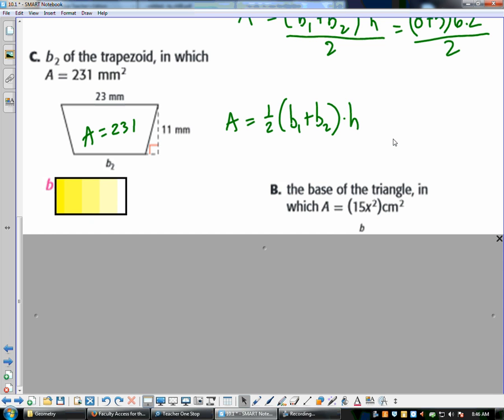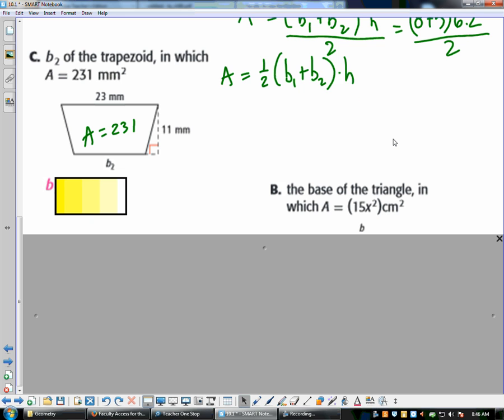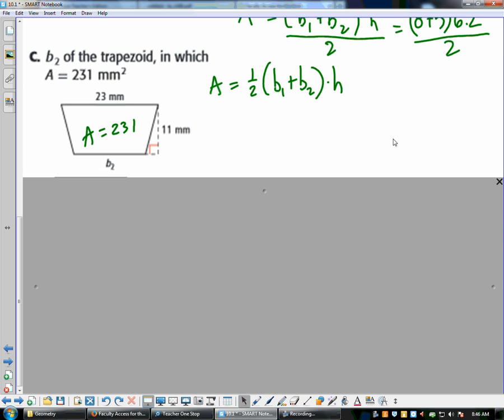I'm going to ask you to plug in what you know and solve for what you don't know. So what are you going to plug in here, Jacob? What am I filling in? It's a trapezoid. Do we know A? Do we know B1? Do we know B2? Do we know H? What are you going to fill in? If I look at the B, we're on this problem right here.